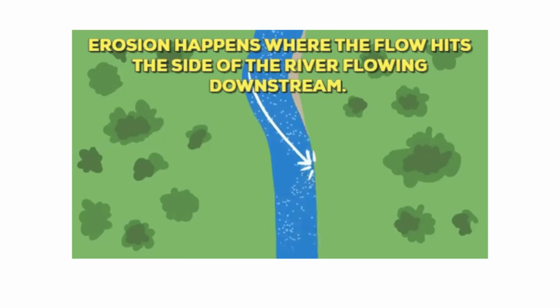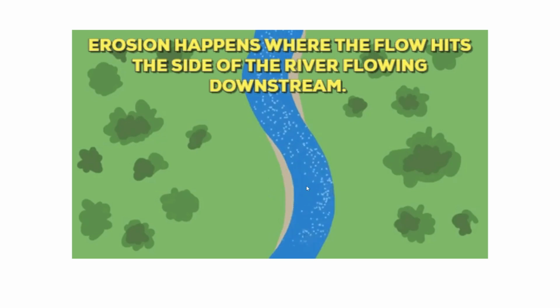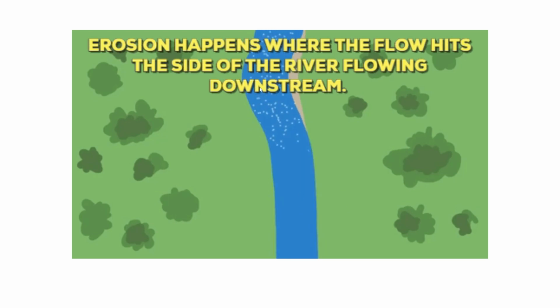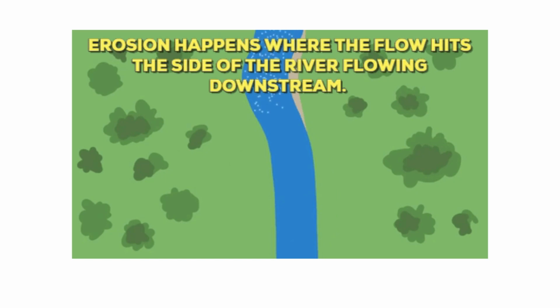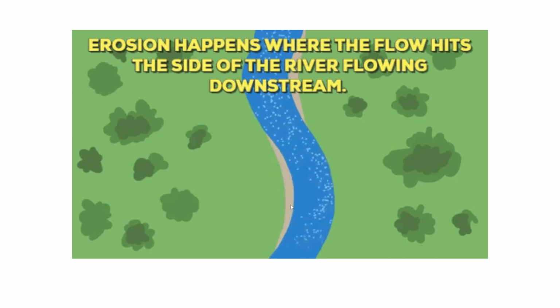Let's take a closer look. So, erosion happens where the flow hits the side of the river flowing downstream. So, what this means is, say I have a river, right? This river is flowing and it starts to curve because the corners or the sides of the river are starting to get eroded, or the particles are being moved away from one location to the other and then deposited somewhere else. So, this river is starting to erode away sediments from this side, and then it starts to deposit sediments here. Notice that again. It starts to erode away sediments, deposits sediments here, and then it starts to erode away more sediments here, and then it deposits sediments here.